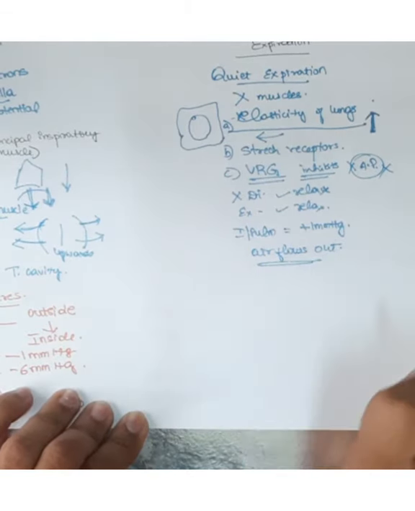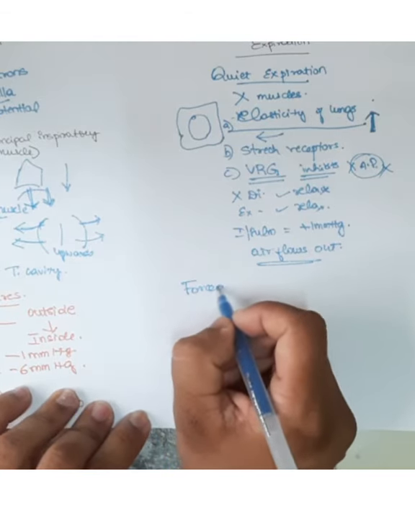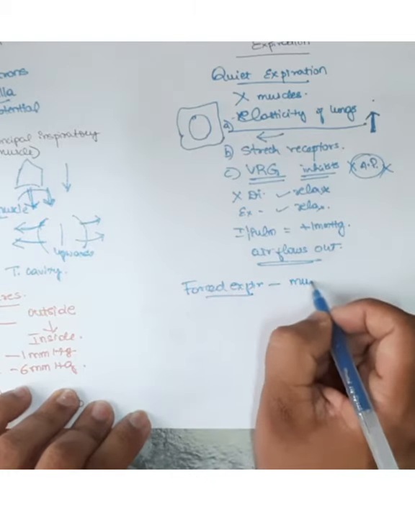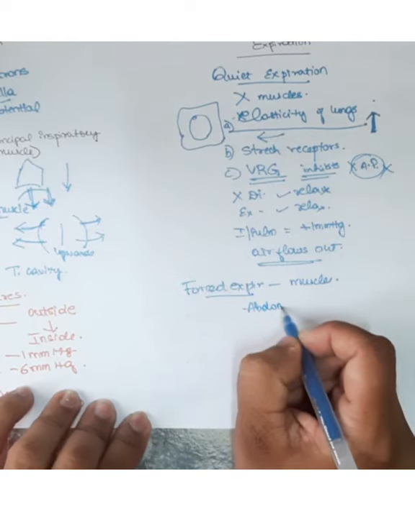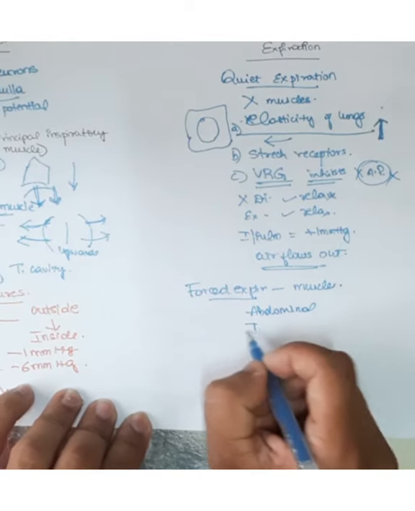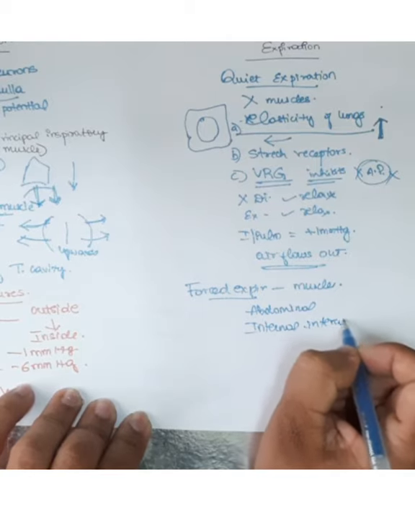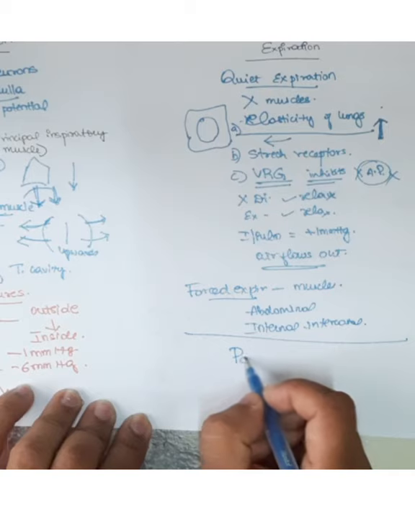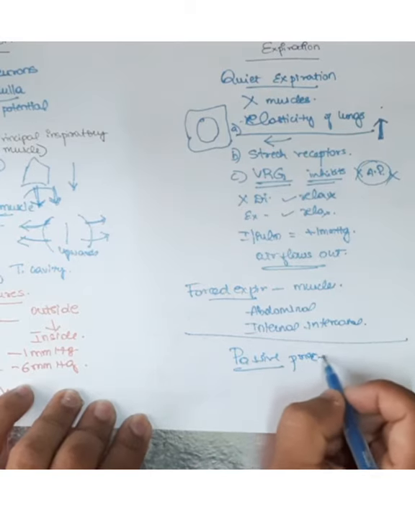Air flows out. However, if there is a need for forced expiration, it requires muscles, especially the abdominal muscles and also internal intercostal muscles. Therefore, this expiration is also referred to as a passive process.